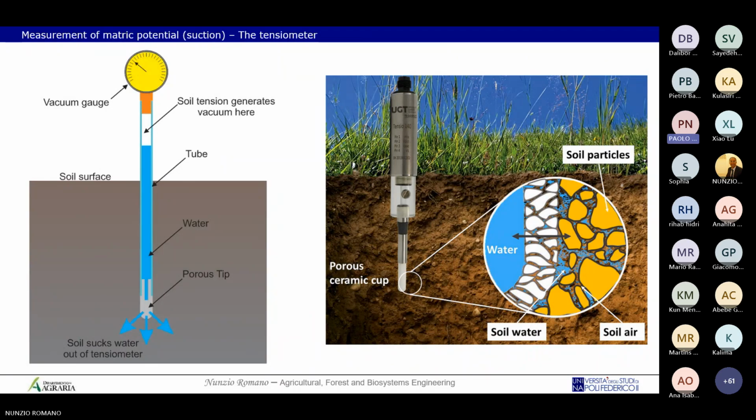Nunzio, last question, sorry. Yes. Is the tensiometer an indirect means to measure the porosity of the soil on site through the water potential?